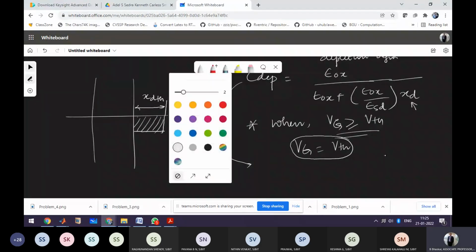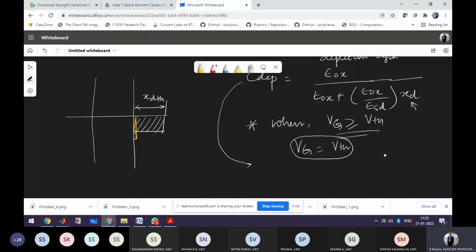And you can also indicate a small amount of electron accumulation right here, because we've already gone past, or we are at, this VG equal to VTH. So you can expect a very thin layer of negative charge residing beside or nearer to silicon dioxide. Got the point? Till here, all of you are okay with this? Yes, sir. Good.